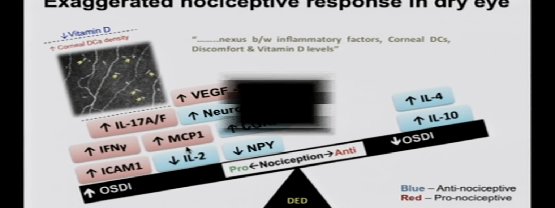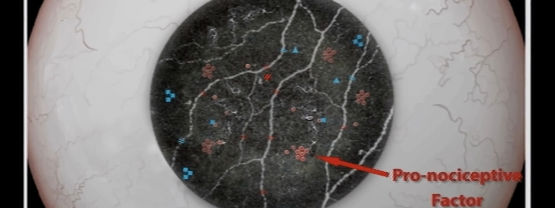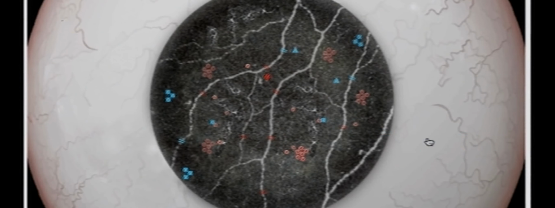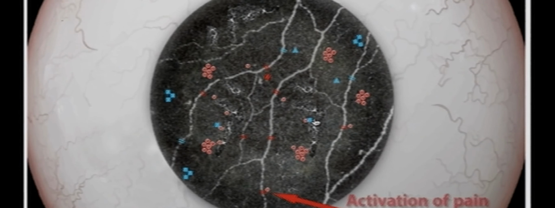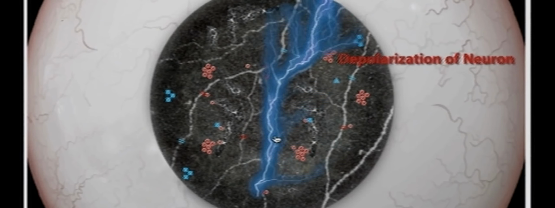But the question is, what does it do? So we created a model here. This is the nerves. Imagine these are all the anti and these are all the pro. Anti-nociceptive things get blocked so that these pro-nociceptive ones block those things, so it doesn't allow you to reach the nerves. These are all nerve endings out here. When they reach it, you get excessive firing of these nerves, and this depolarization of these nerves makes you very symptomatic to everything.